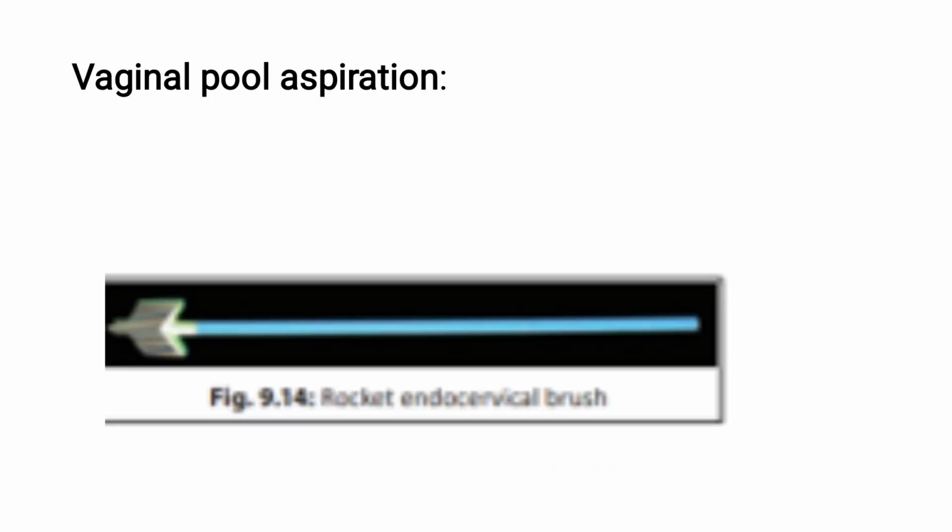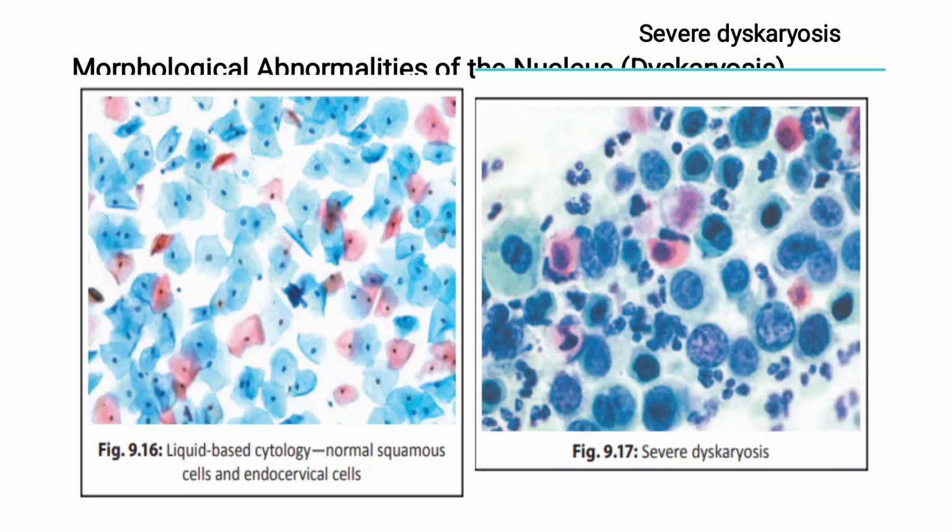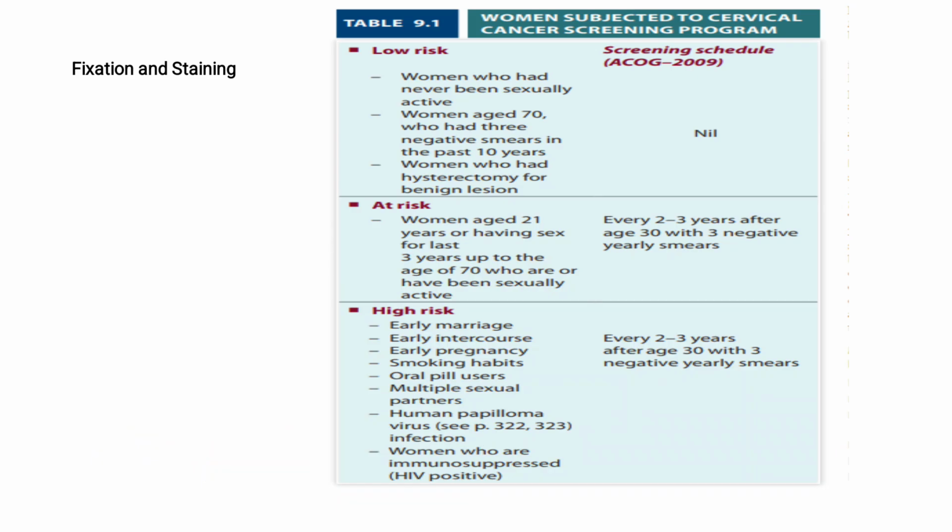So for vaginal pool aspiration, we will use the Rochet endocervical brush. This is a picture. Then next we will see women subjected to cervical cancer screening program. So first one is low risk. Women who had never been sexually active. Woman aged 70 who had 3 negative smears in past 10 years. Women who had hysterectomy for benign lesions. So for them, screening schedule is nil.